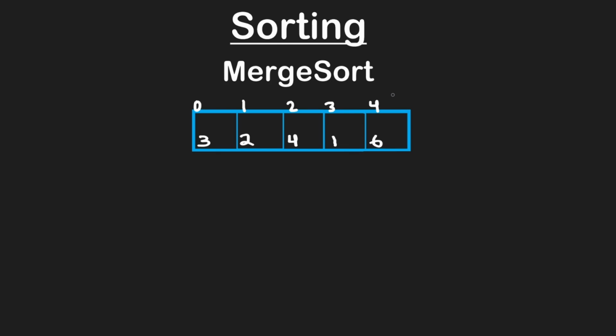Merge sort is one of the most common sorting algorithms, and for good reason. It's a pretty efficient algorithm. The main idea is to take the input array and then split it into two approximately equal halves.